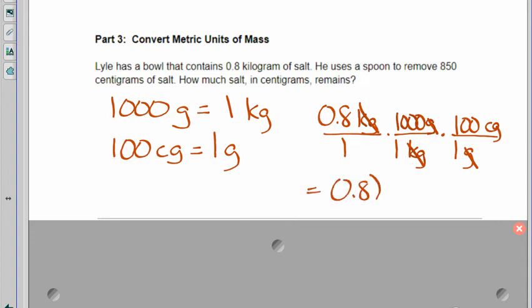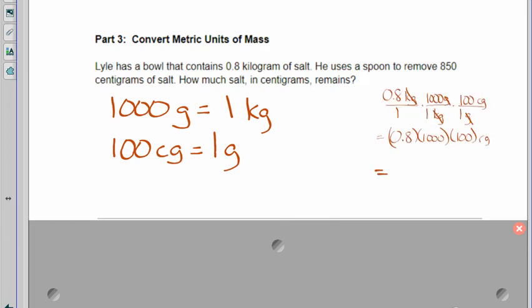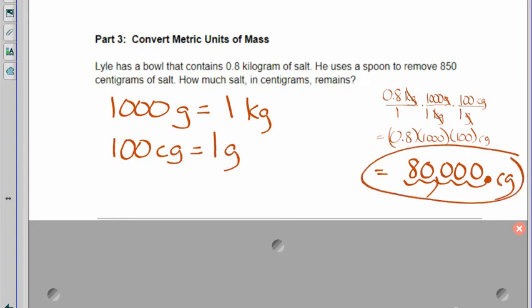And I end up with 8/10 times 1,000 times 100 centigrams. And I can multiply by powers of 10 very easily. I'm just moving my decimal over, so times 1,000 is going to be 1, 2, 3. And then times 100 is 2 more. That 5th grade math comes in handy. And I get 80,000 centigrams as my answer. Again, I multiplied by 1,000, that's 3 places, and then 100, that's 2 more places.